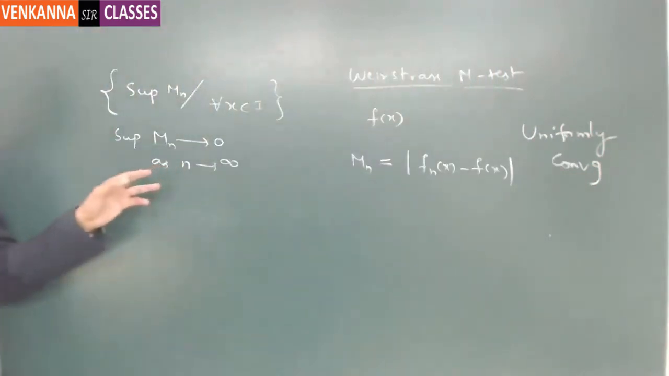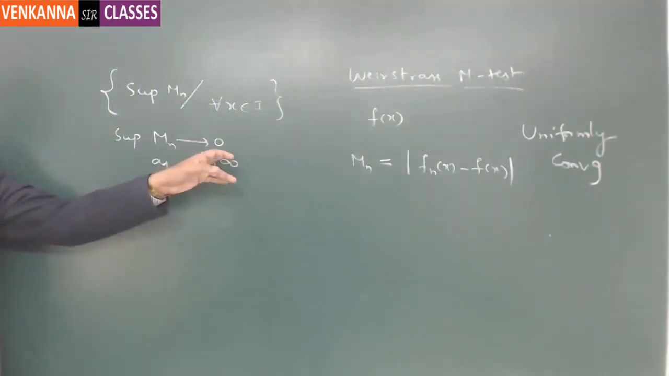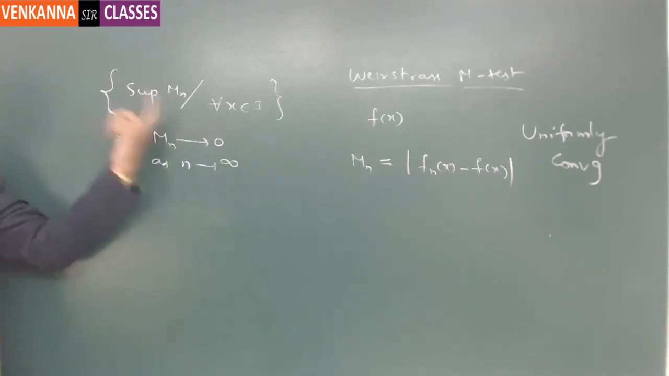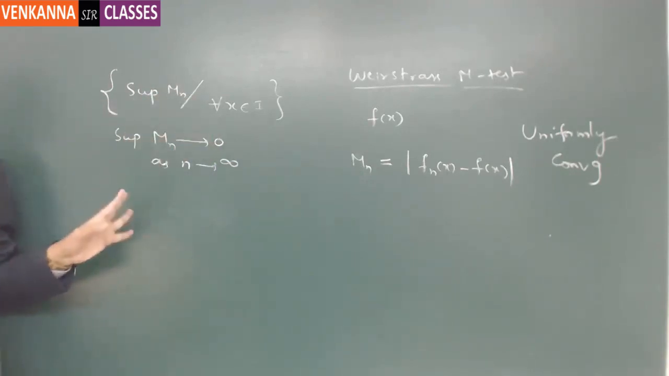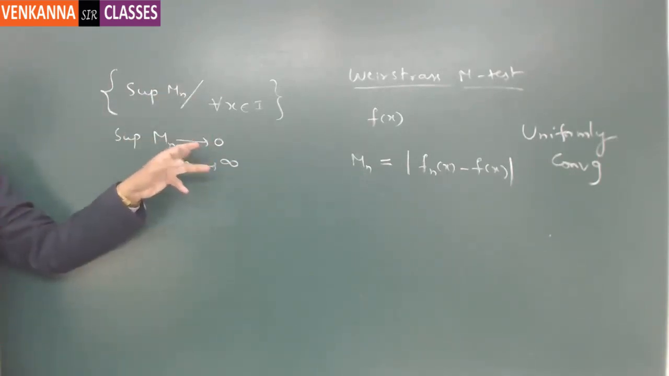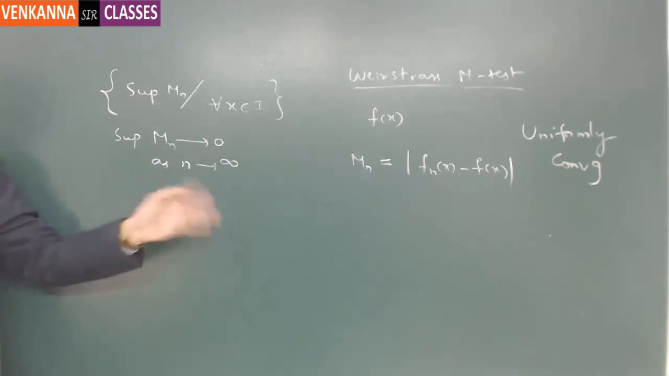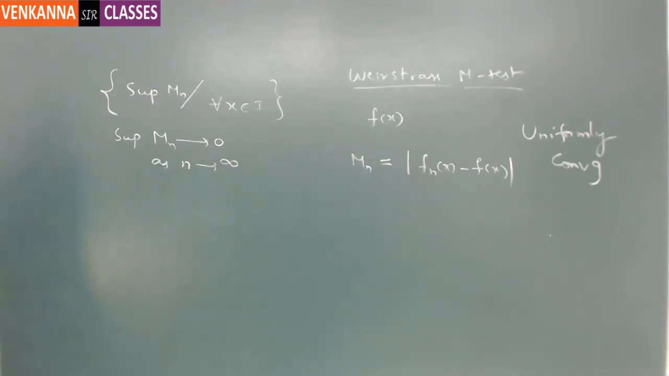If this value is not tending to 0, maybe you will get a number or you may get an undefined value, whatever it is. Apart from 0, if you get any other number, it is called only point-wise convergence. That was the definition given by Weierstrass M test. Okay. So please take a note of that. Then let us do some random problems on it.